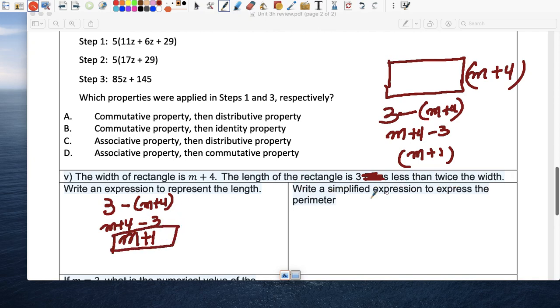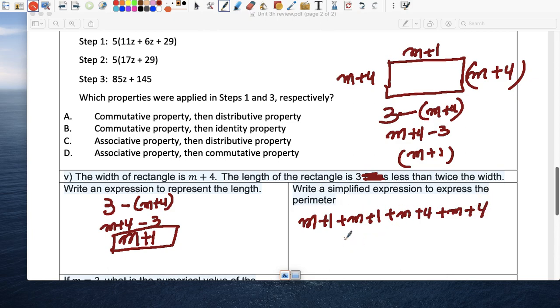Now, the simplified expression to express the perimeter. The perimeter would be all sides added up. So this is m plus 1, this is m plus 4. You can do the distributive property, or do it this way, whatever you prefer. Combine like terms, we have m and m, we add all those m to get 4m. Constants, 1 plus 1 plus 4 plus 4, which is 10. So the simplified expression for the perimeter is 4m plus 10.